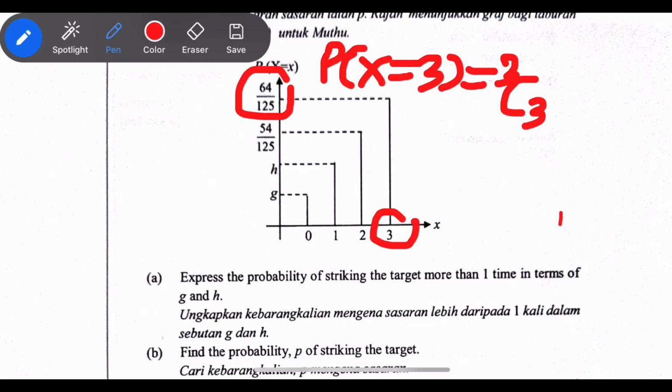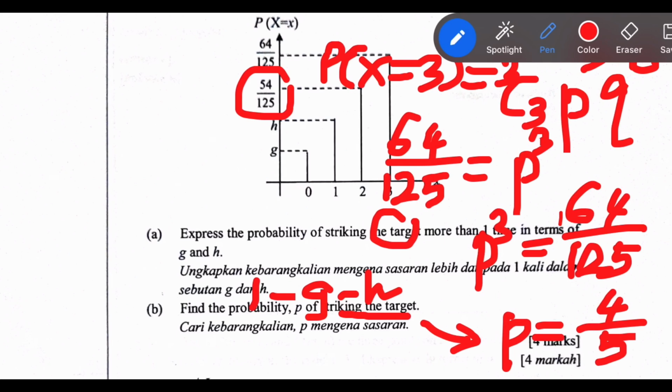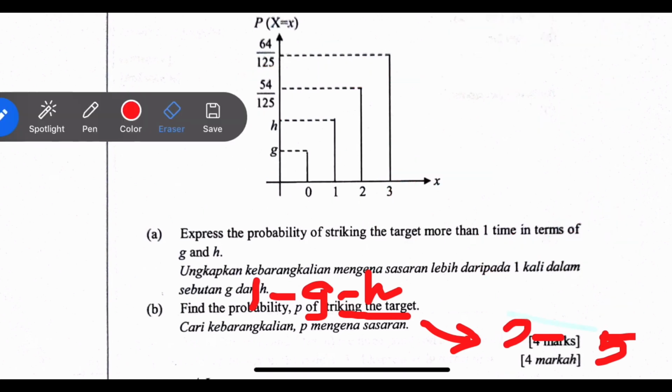Understand? So now you try to plug into the formula. I'm waiting for your answer. Now let's substitute into the formula. So it's 3C3, p^3, and then q^(3-3), which will be q^0, right? So next time if they ask you to find P or Q, you can always use the maximum value of X, so that you will get q^0, which is 1, and you can solve P easily. So p^3 is 64/125, right? If you take the cube root of 64/125, you will get the answer, which is 4/5.